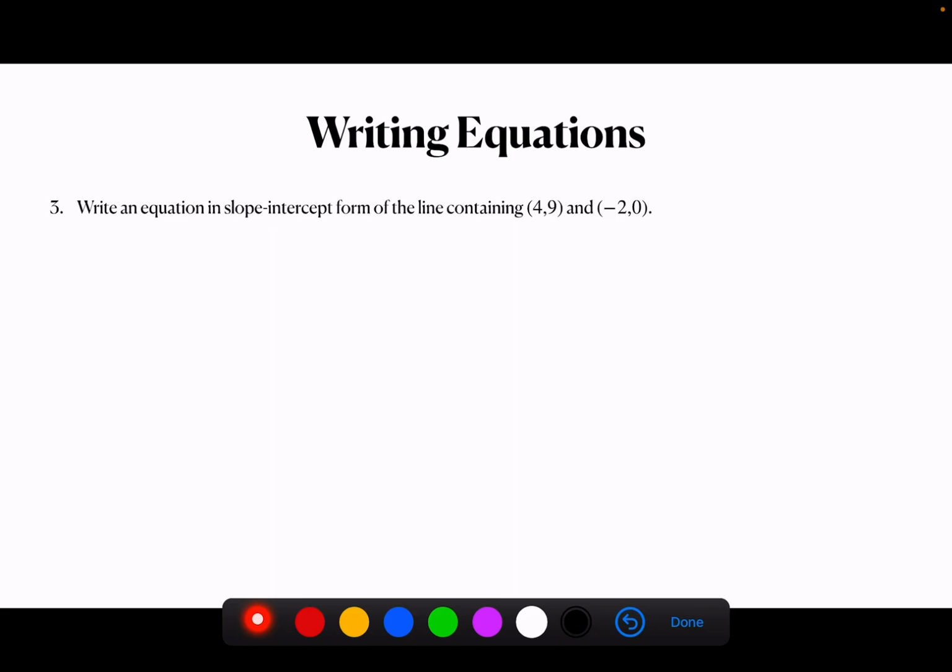Number 3, write an equation in slope-intercept form of the line containing (4, 9) and (-2, 0). Well, let's take a look at what we have. We have 2 points. We learned from earlier in this lesson that if we have 2 points, we're not given a slope, but we can find the slope given 2 points. So let's find this slope.